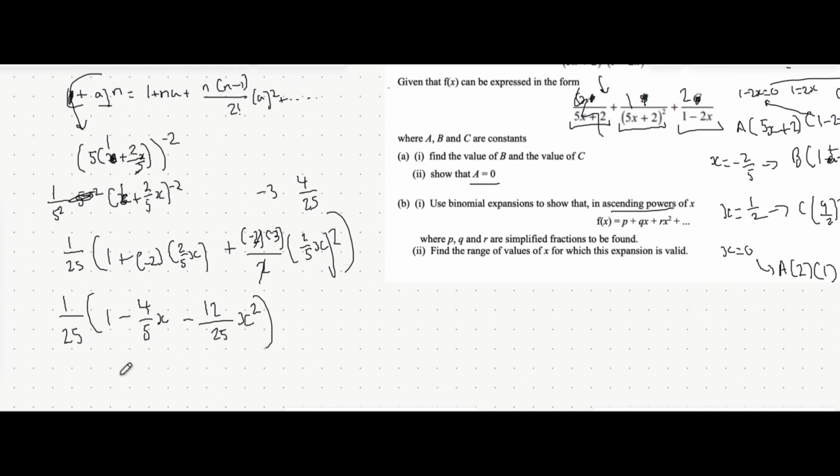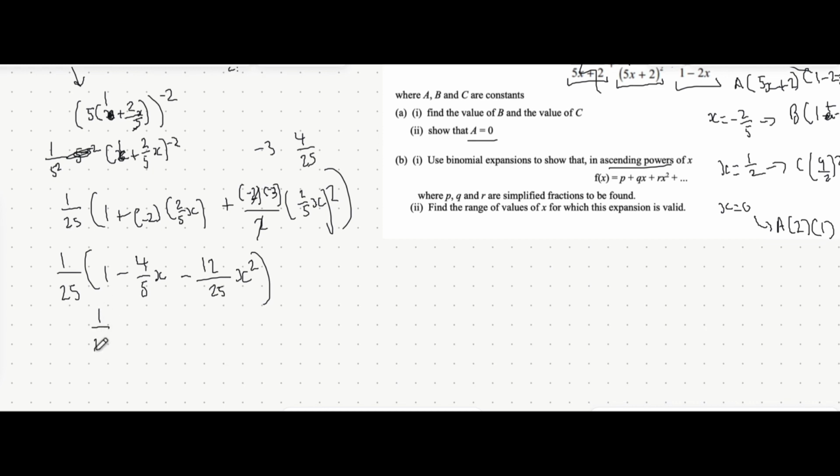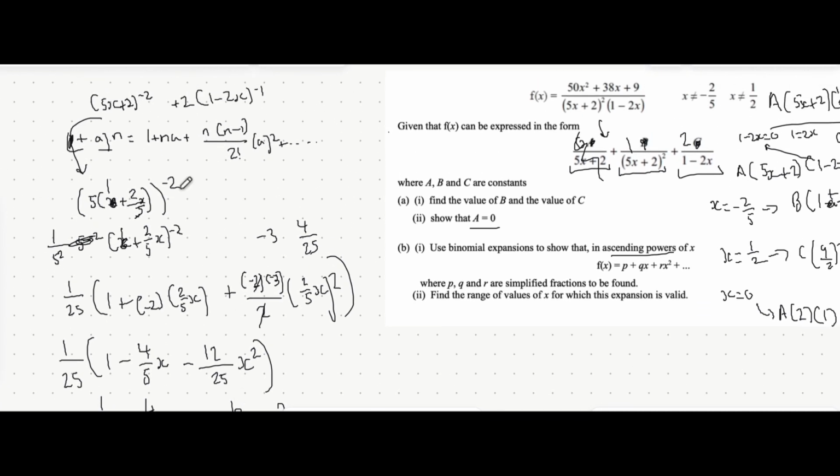From there, you can just multiply out 1 over 25. So you have 1 over 25 minus, it's quite a lot of working, isn't it? 4 over 125x minus 12 over 625x squared. Perfect. We've expanded this out.